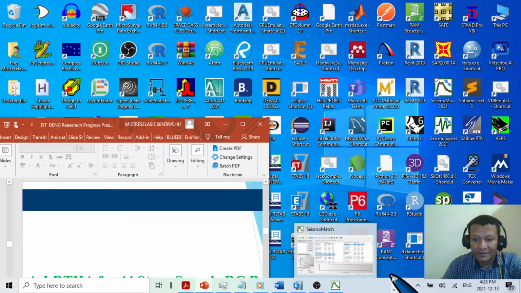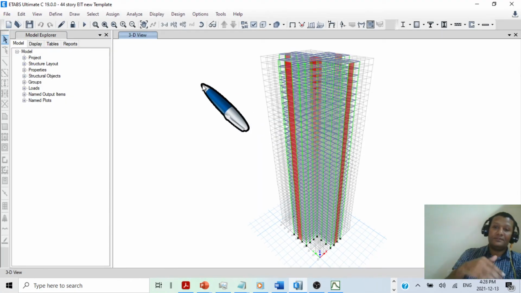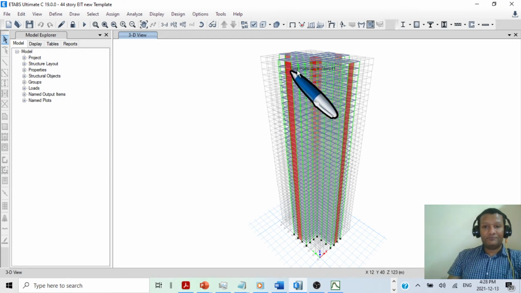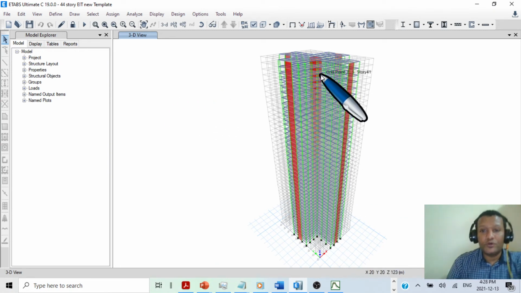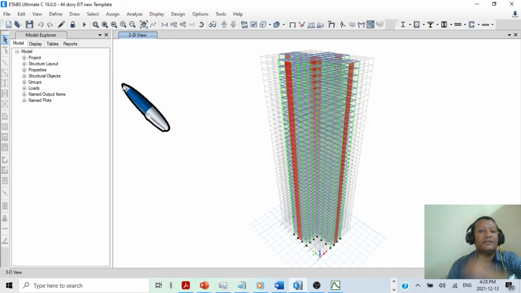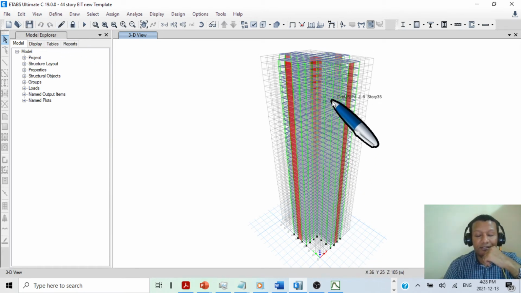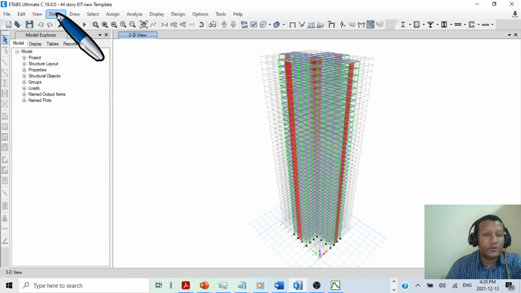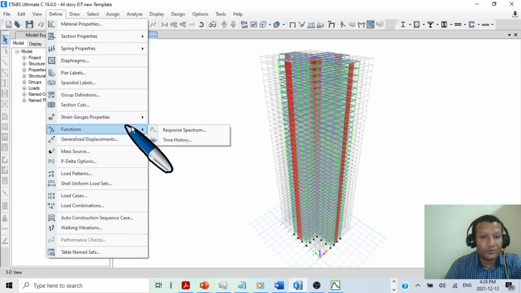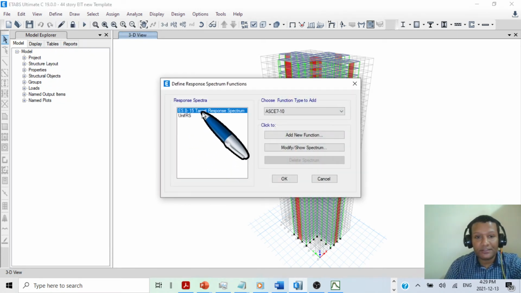But the second method is where ETABS itself has the criteria. I mean, ETABS has its own. So this is time history analysis, linear model. So in ETABS, what you can do, first, this is the response spectrum. Then this is our target response spectrum as per Ethiopian standard 815. So modify, let me show you.